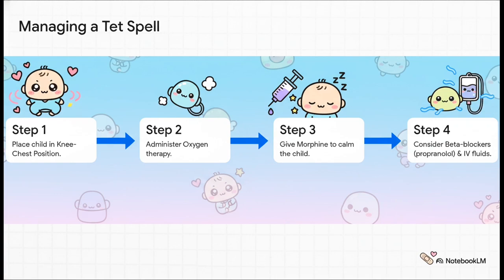If a child is having a TET spell in front of you, it is a medical emergency. The very first thing you do is put them in the knee-chest position. This does the same thing as squatting. It cranks up that systemic vascular resistance. Then you give oxygen, some morphine to calm the child down, which also helps relax the outflow tract, and you might consider things like beta blockers and IV fluids to help stabilize the situation.